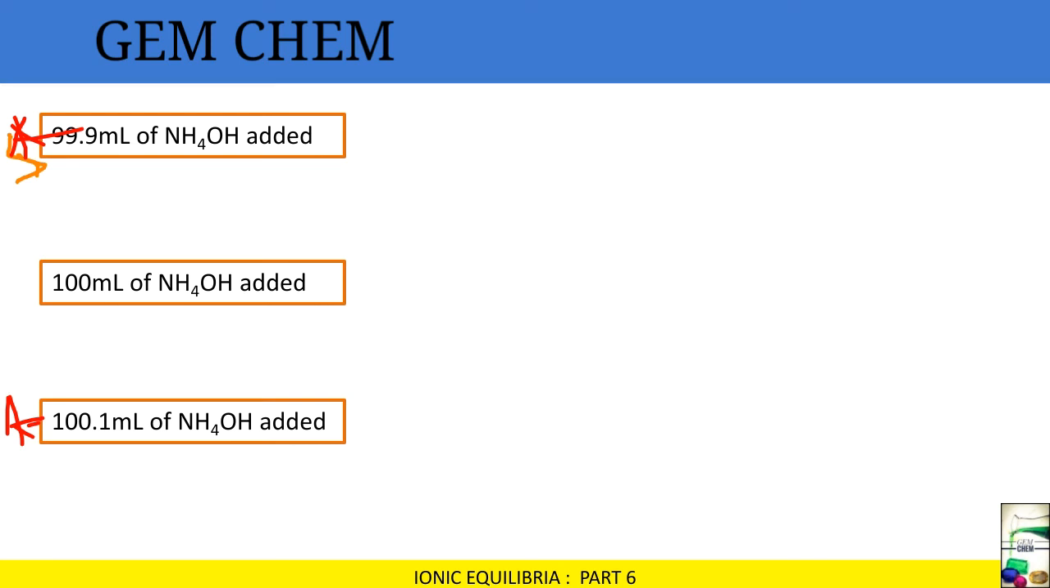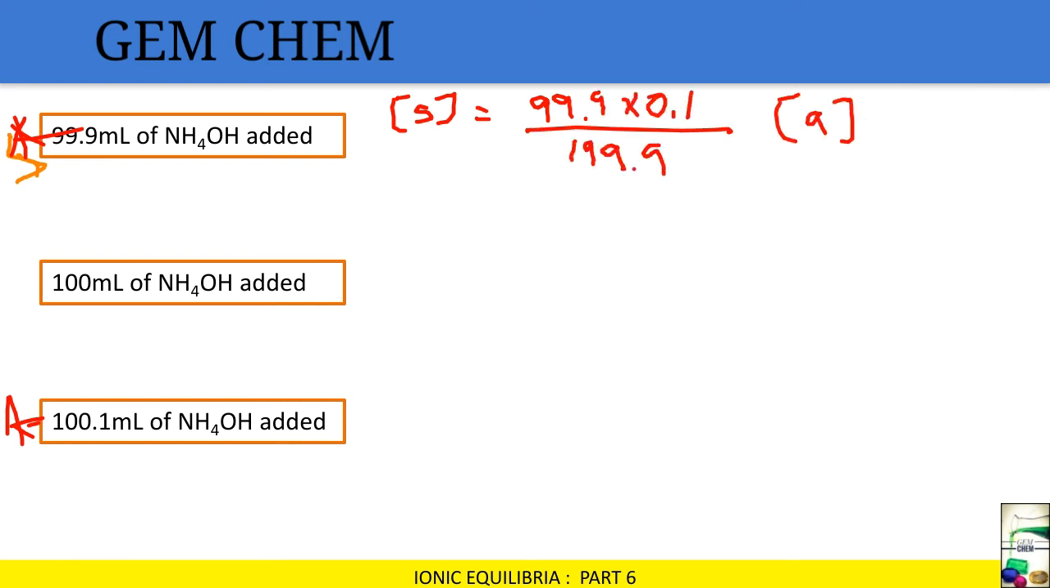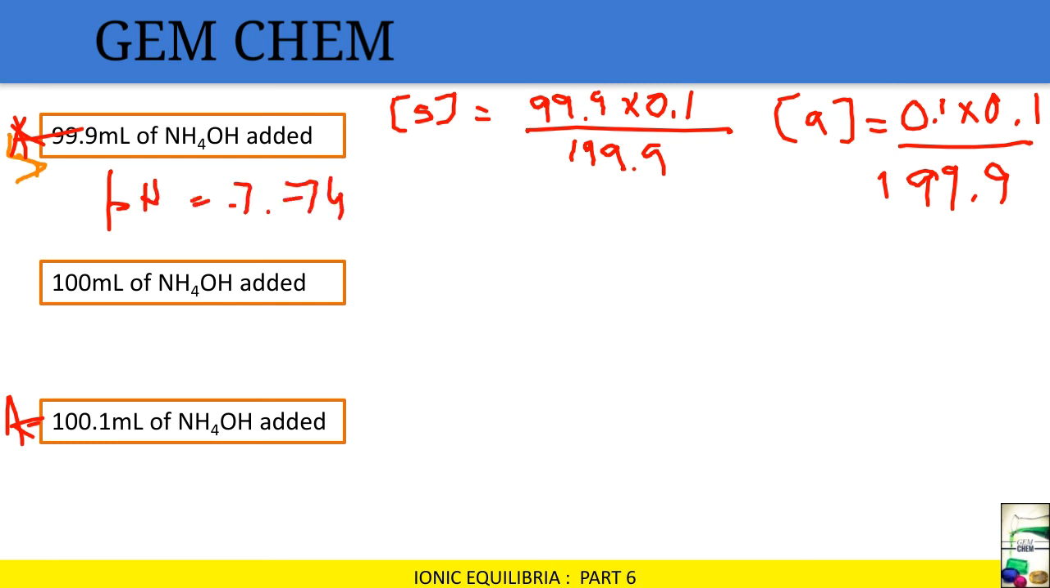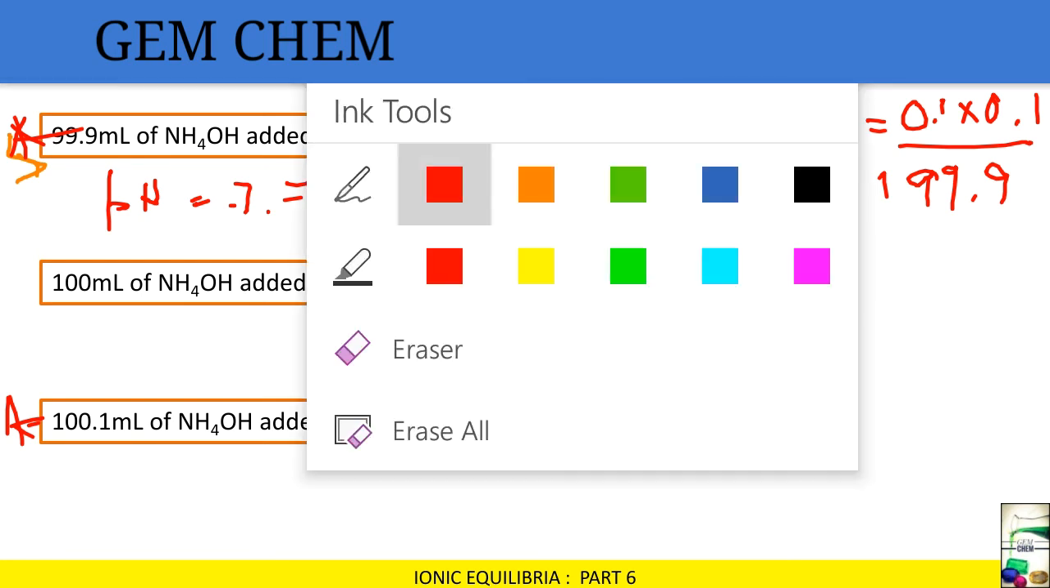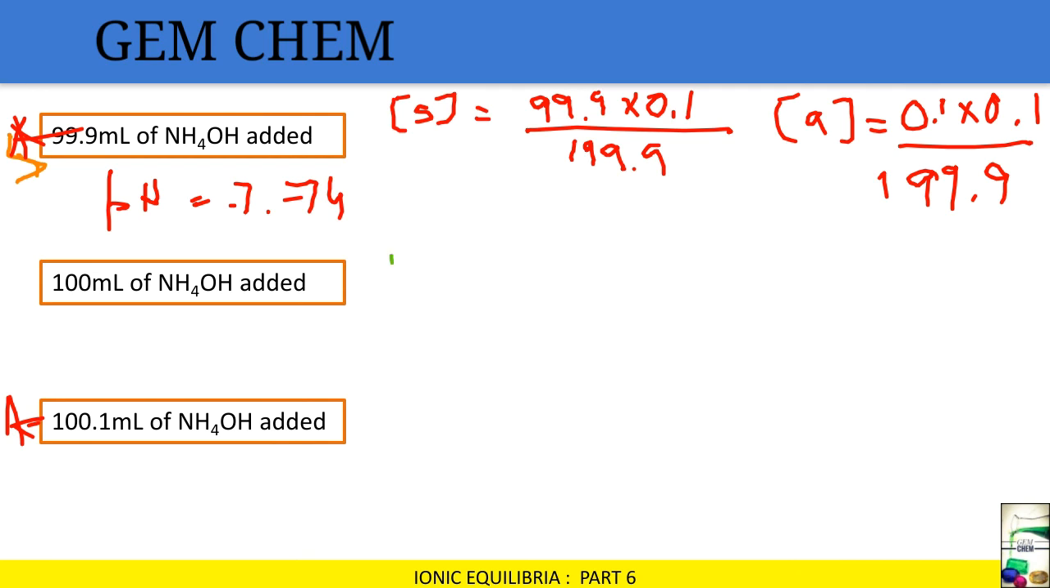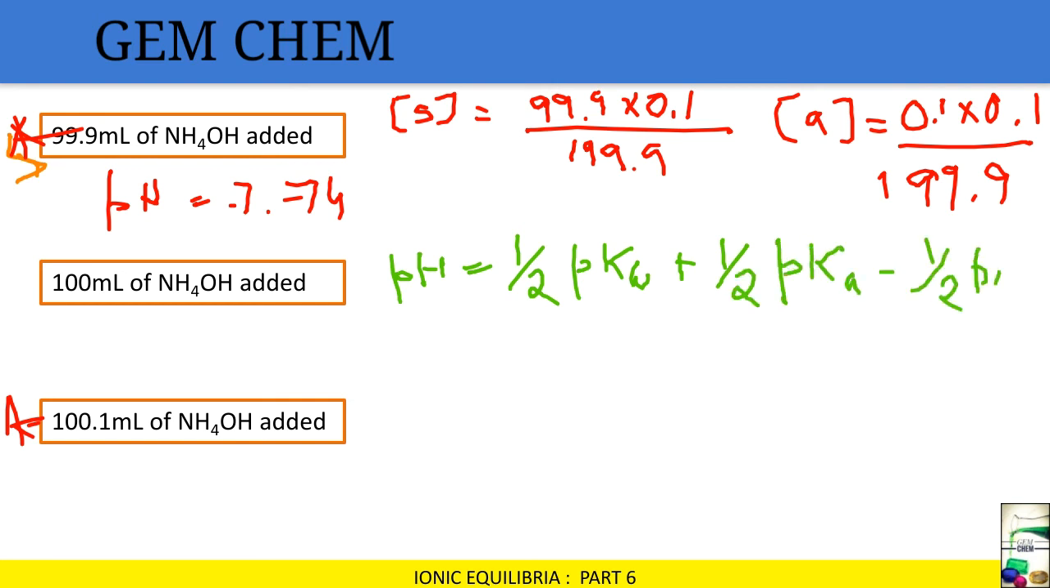So here, same thing, the concentration of salt in this case is 99.9 into 0.1 divided by 199.9, and acid is 0.1 into 0.1 divided by 199.9, and the pH comes to be 7.74. Whereas when 100 ml neutralization occurs, we know hydrolysis of salt takes place. This is for which type of salt? Weak acid and weak base. So the formula also changes. pH equals half pKw plus half pKa minus half pKb. We know pKw, we know pKb, we know pKa. So ultimately it is 7.